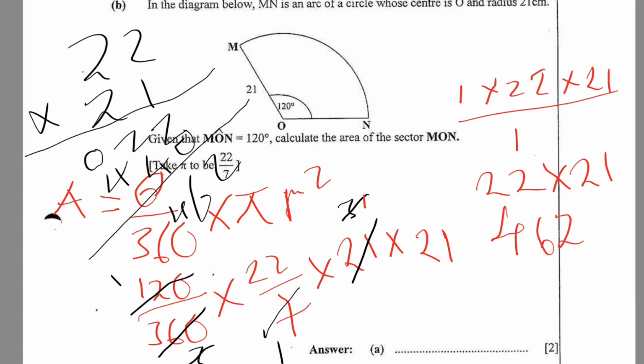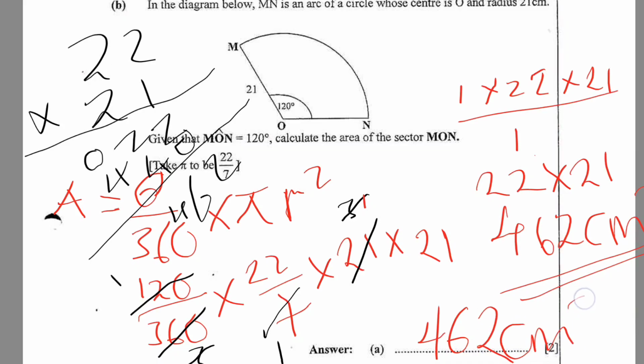Now the units: this is area and it's in centimeters, so it will be centimeters squared, and this is the answer. You write it down where we're supposed to write the answer, which is down here. So I'm just showing you where to write your final answer: 462 centimeters squared. Okay, simple.